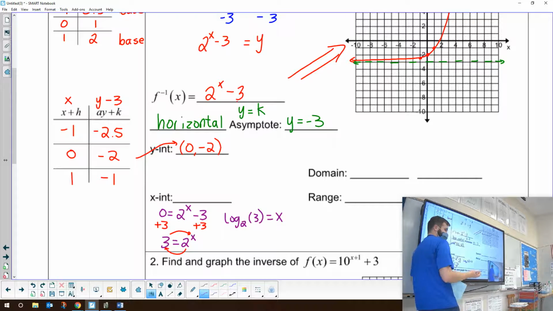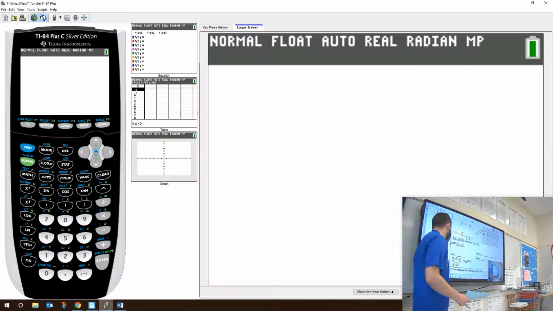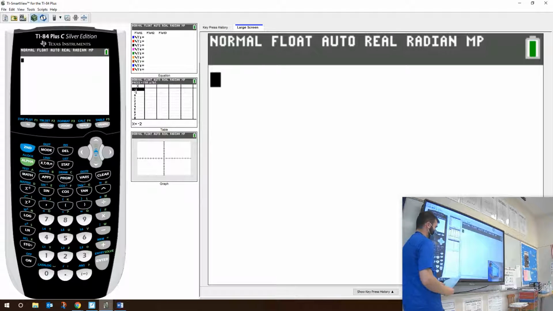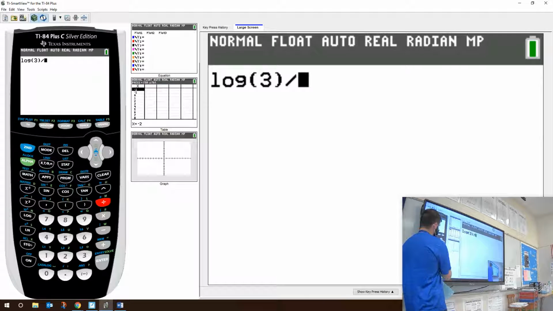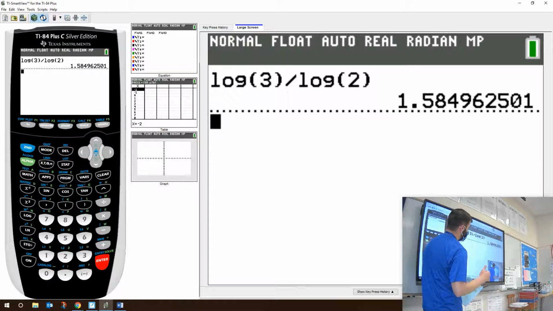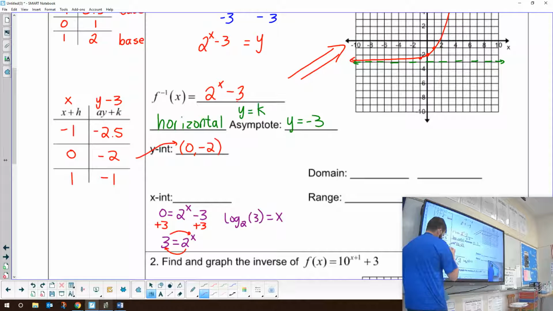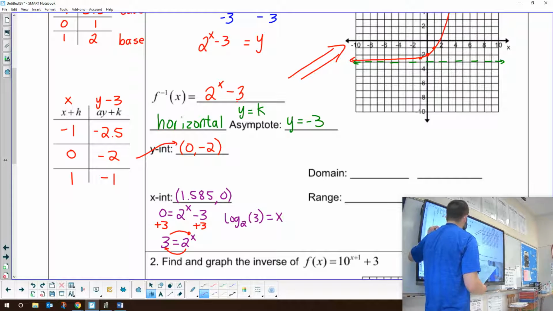And then remember, we can just plug that into our calculator to find what that value is. So I'm going to go log of 3 divided by log of 2. Remember, that's the change of base formula. Hit enter, and we're going to get 1.585. So we're going to have an x-intercept at 1.585, 0.